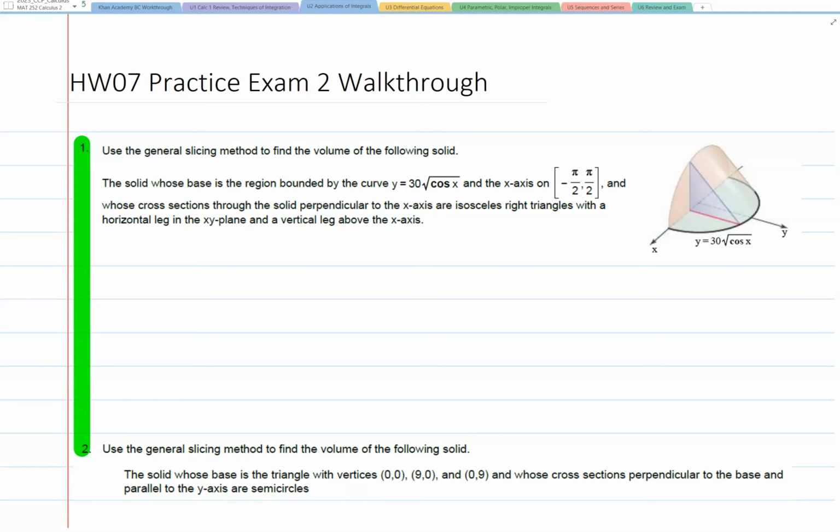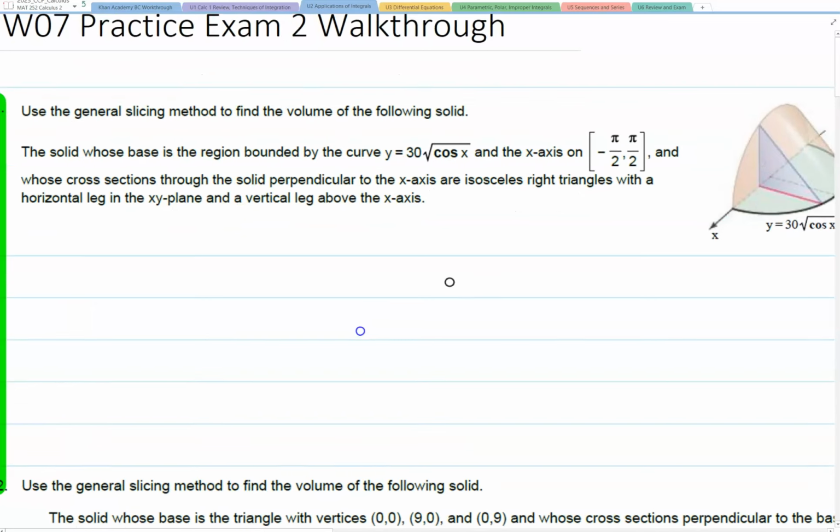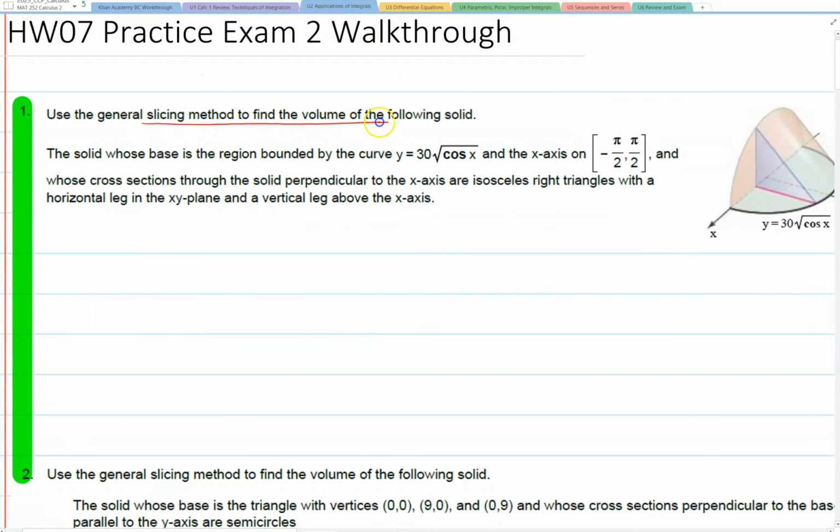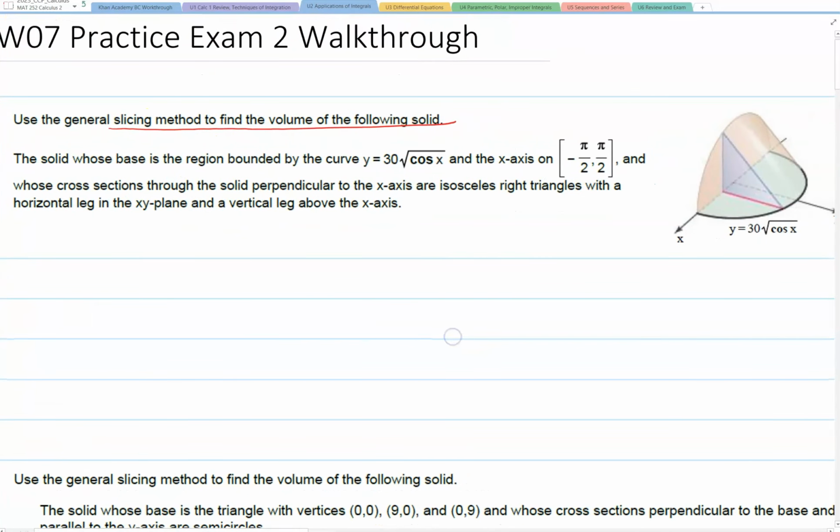Okay, in this video I'm going to work through practice exam number 2 for Calculus 2. In this first example, we're told to use the general slicing method to find the volume of the following solid. Now, a description of that solid is given to us here, along with some boundaries, and they've even done a nice job of supplying an image or a picture for us.